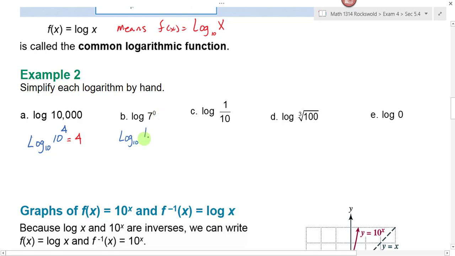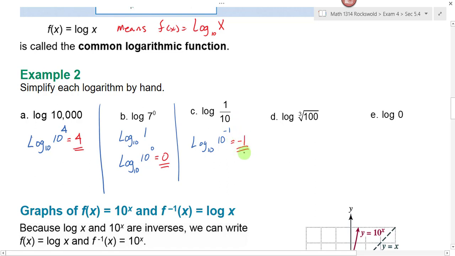I could rewrite that as log base 10 of 10 to the 0, because 10 to the 0 is also 1, and that means that this would be equal to 0. On part C, I could rewrite this as log base 10 of 10 raised to the negative 1, because a power of negative 1 is the same thing as 1 over 10 to the positive 1, and that means that this will be equal to negative 1.